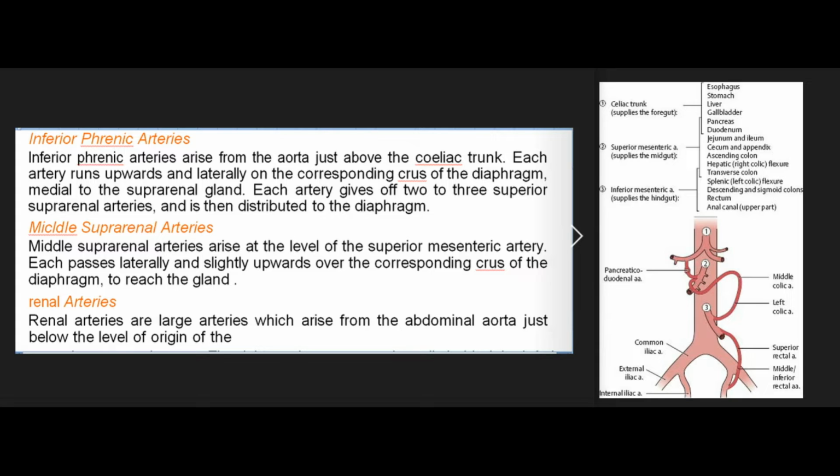Middle suprarenal arteries. Middle suprarenal arteries arise at the level of the superior mesenteric artery. Each passes laterally and slightly upwards over the corresponding crus of the diaphragm, to reach the gland.